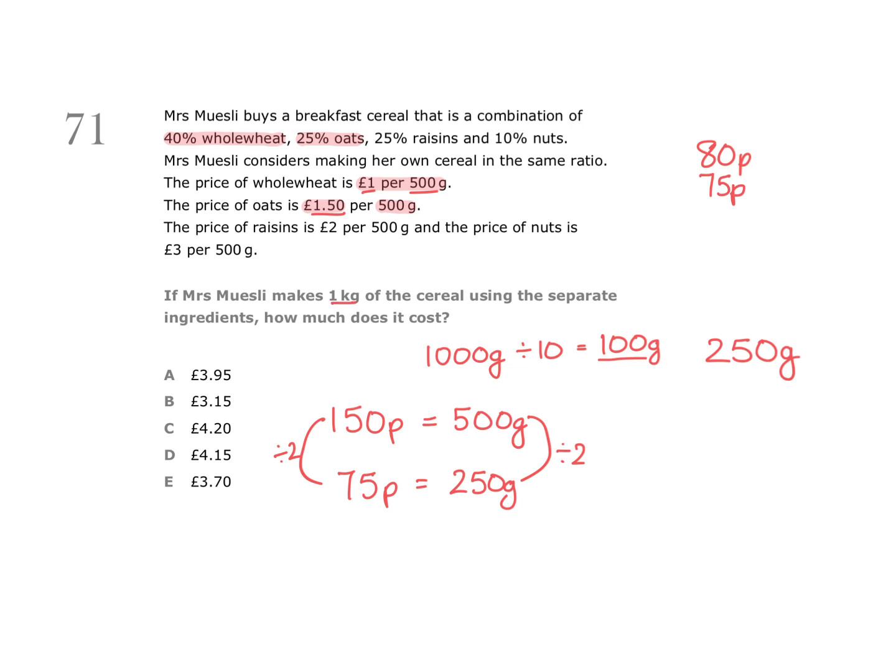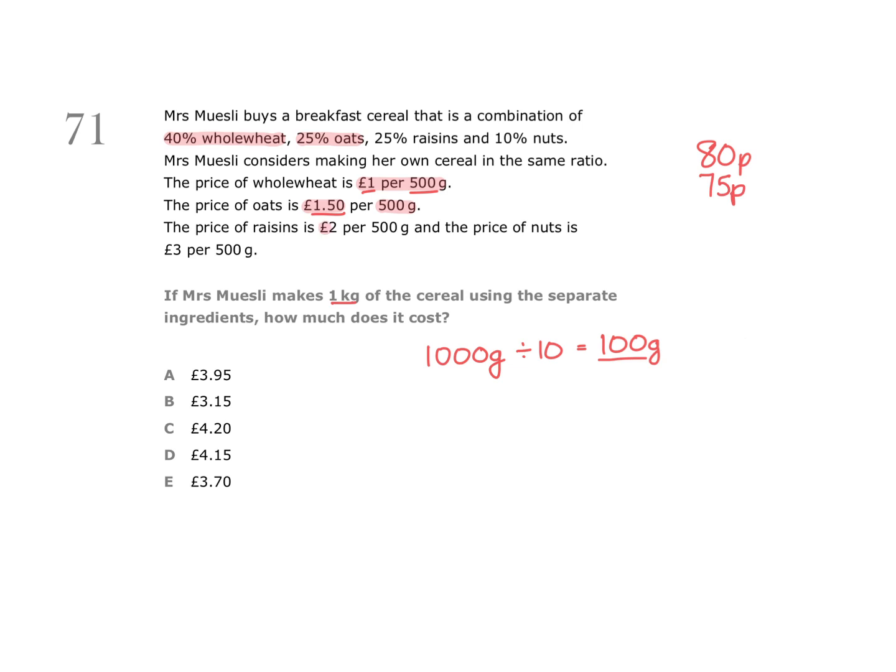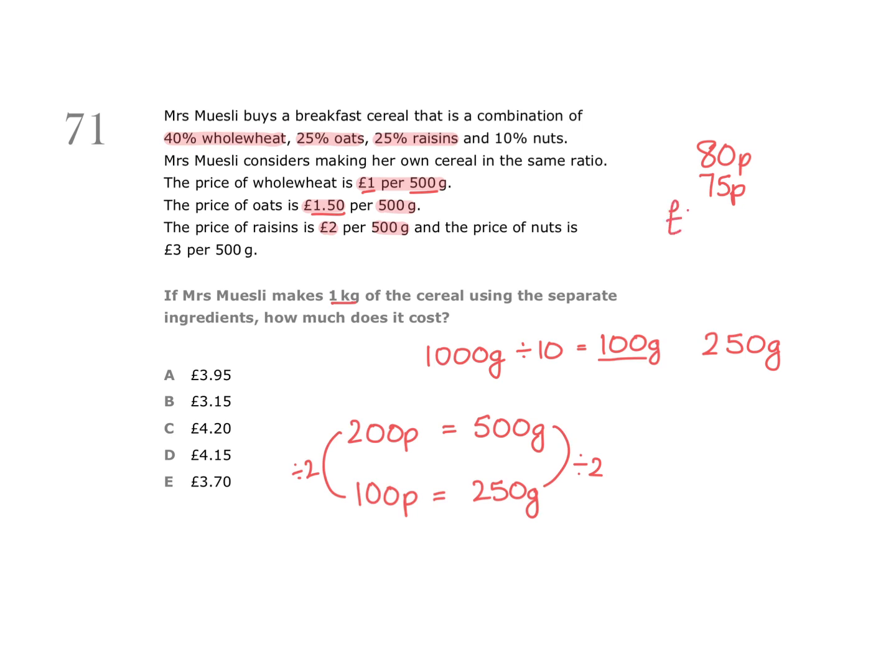Now we can look at the price of raisins. They cost £2 per 500 grams, and we have 25% of those raisins as well, so of course that's 250 grams. Raisins are £2 or 200 pence per 500 grams, and once again we only need half of that value, so that's 250 grams of the raisins, meaning the cost per 500 grams will also be halved, and this will be 100 pence, which is the same as £1. So the cost of the raisins will be £1.